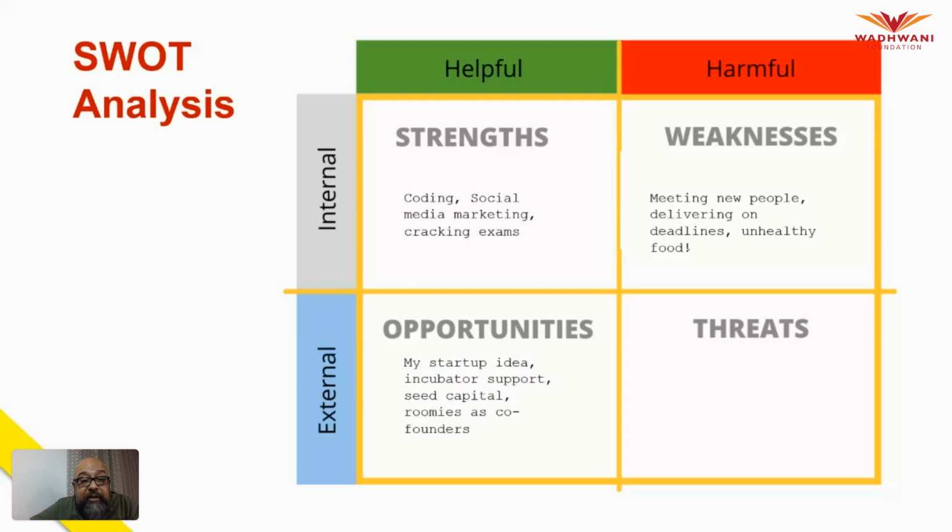Now, what are the opportunities? And now we are looking at external. All right. So my startup idea, the incubator support, seed capital, Rumis as co-founder, these are opportunities which are available. All right. So that is very, very important, and those need to be capitalized upon. But what are the threats? Competition for internships. All right, that's a threat. Family pressure for higher studies. As a youngster, there might be cases where there might be family pressure for a variety of things. So it may be higher studies in some cases. It may be marriage in some cases. In India, it still happens. All right. It may be at one point of time when I wanted to be an entrepreneur, one of the many times.